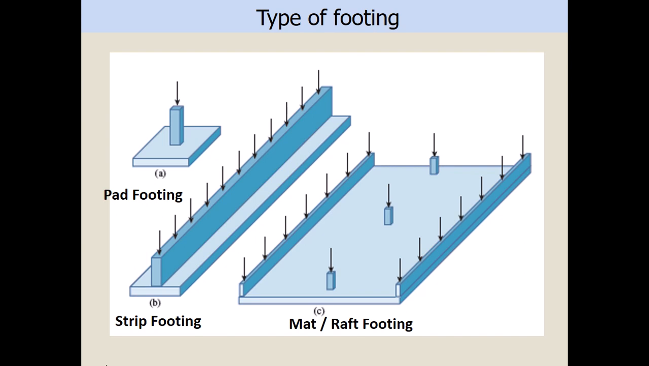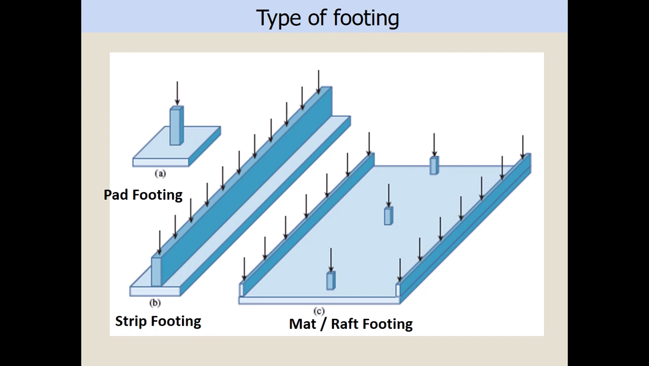Or for a bearing wall, for example, you can use a strip footing, right? And this is the mat footing or raft footing. Sometimes we call it raft foundation, mat foundation, right? If you see here, the mat foundation covers almost all the columns. So what are the advantages of the mat footing or raft footing compared to pad footing and strip footing? When do we have to use the mat footing rather than pad footing?